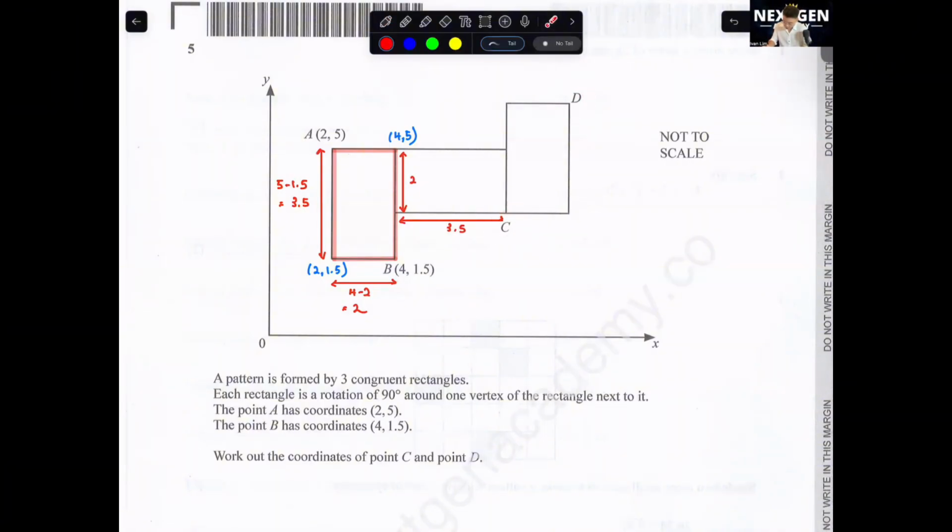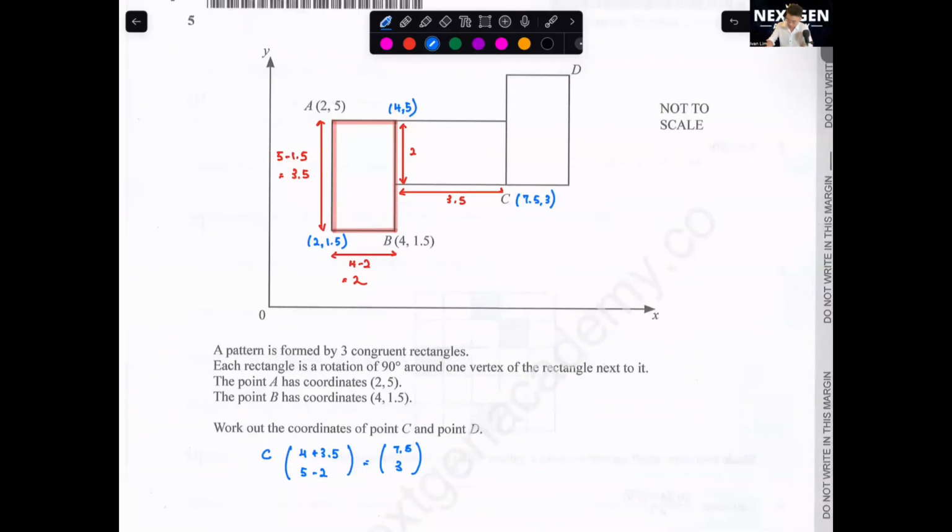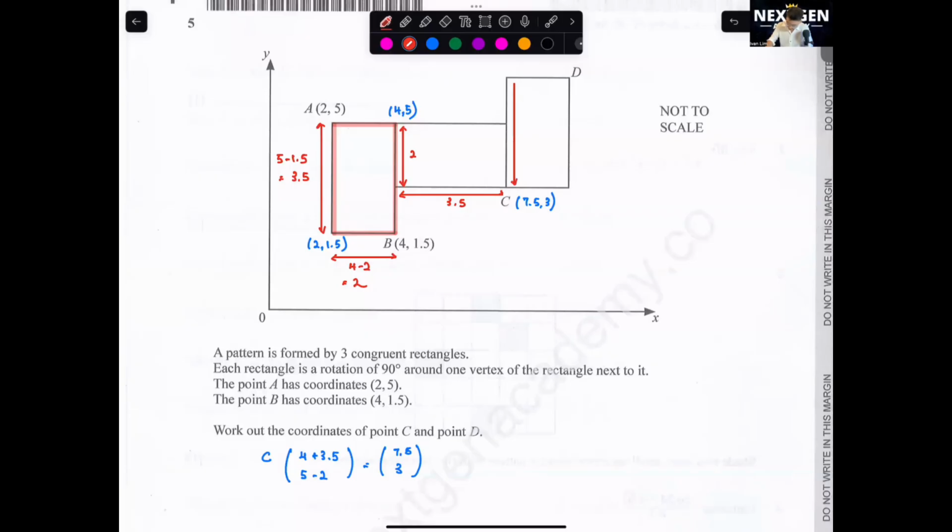Okay, only find the necessary one. They only want us to find C and D. So what is C from here? C, we can say that it is from this 4 plus 3.5. Let's write it in vector form: 4 plus 3.5, then this 5 minus 2. Going down, how much would this be? This one will be (7.5, 3). We label this (7.5, 3). What else? The last one, this one going up 3.5 for the y. X over here will be 2.